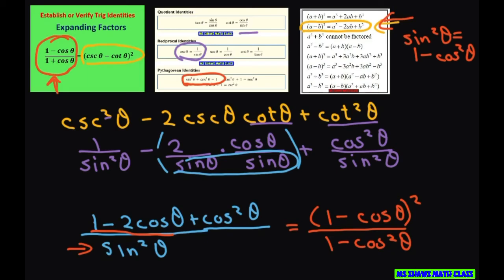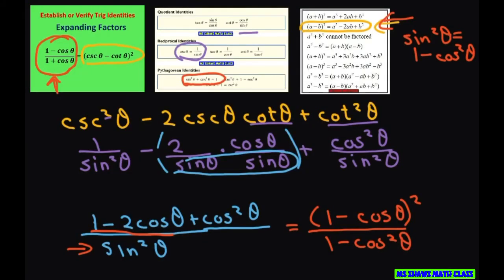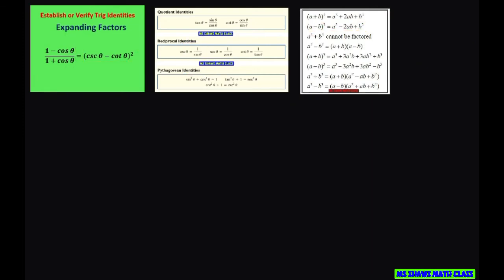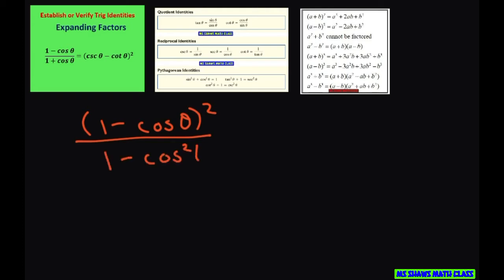So let's expand again. Whoops, I got to duplicate page. So we had 1 minus cosine theta squared divided by 1 minus cosine squared of theta.